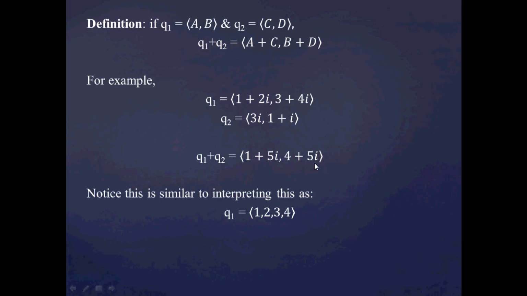And notice this is identical to interpreting Q1 not as the pairing between 1 plus 2i and 3 plus 4i, but instead as 1, 2, 3, 4. And interpreting Q2 not as 3i, 1 plus i, but as 0, 3, because there's 0 in the real component there, and then 1, 1. So here we have 0, 3, 1, 1. And then we just add component-wise. And we get the same thing. We just get 1, 5, 4, 5. Or in our complex number pairing way, we get 1 plus 5i, 4 plus 5i.